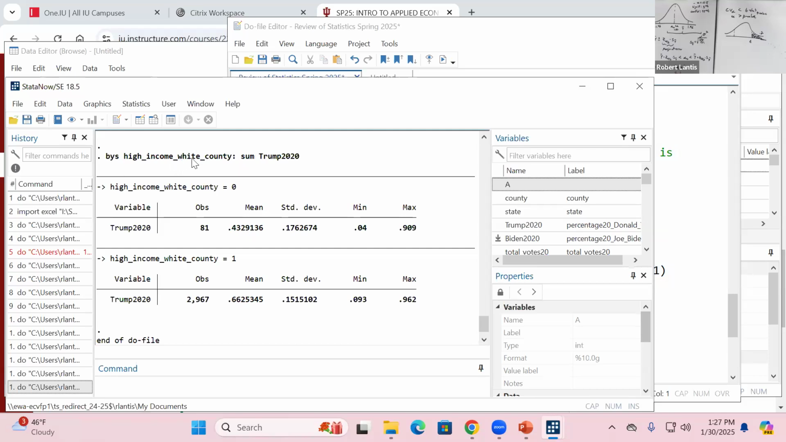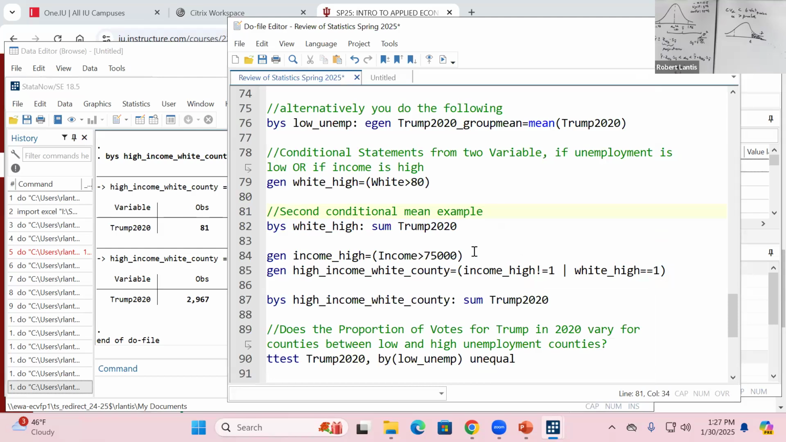Sorry, this was high income and high proportion of white. So what I did here was, sorry, I forgot. I created an identifier for if more than 80% of the population was white, created another indicator if their income was above 75,000.